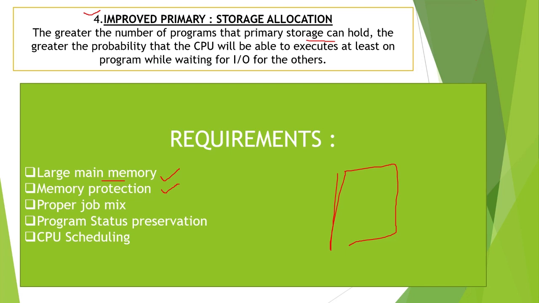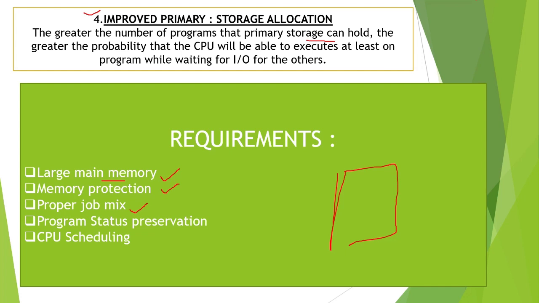Then the third requirement is proper job mixing. Proper job mixing means there are some jobs which are CPU bound, and some which are IO bound. So in a multi-programming system, there should be a proper mixing of jobs. It doesn't mean that there are many jobs who want IO operations and no job wants the CPU. That is not the idea. There should be a proper mixing of jobs. If some want the CPU for execution, there are many who want IO for their execution. That means proper job mixing.